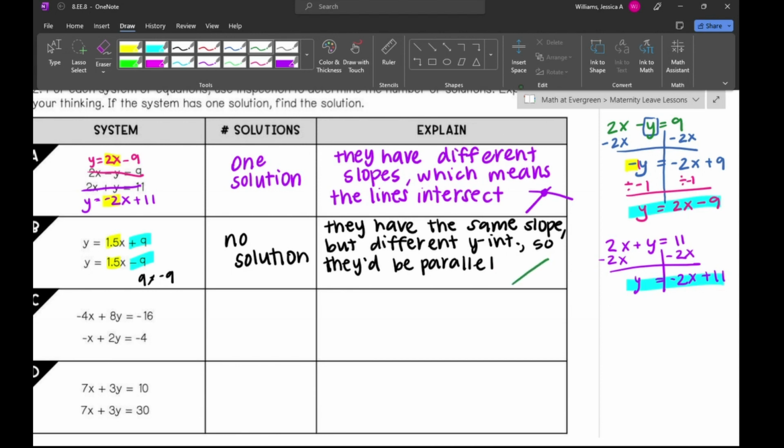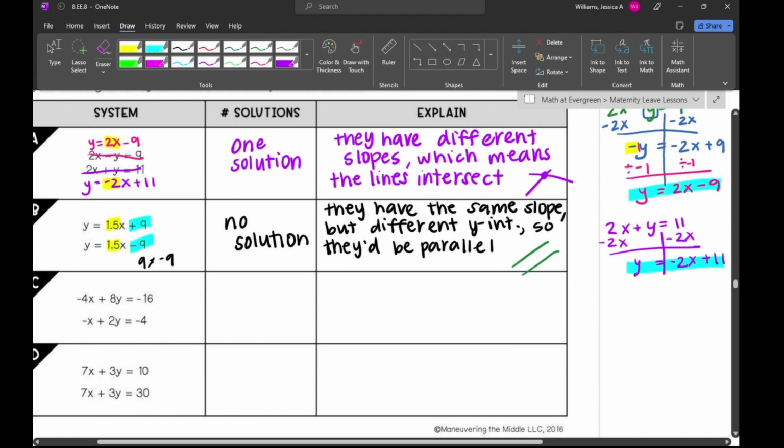and the other one would have the same slope, so it's the same steepness, but it has a different y-intercept, so they would run parallel to each other. And because they're parallel, they would never intersect, therefore there would be no solution. Okay, awesome. Next one, C. These are not in slope-intercept form, so we have to change it.